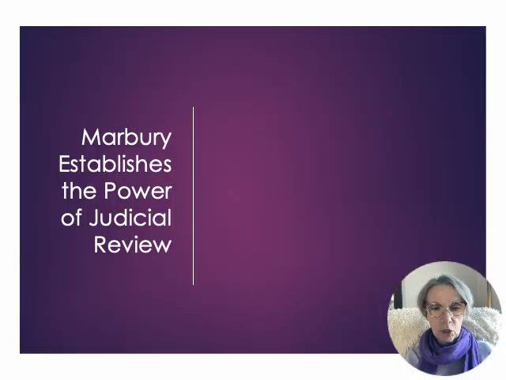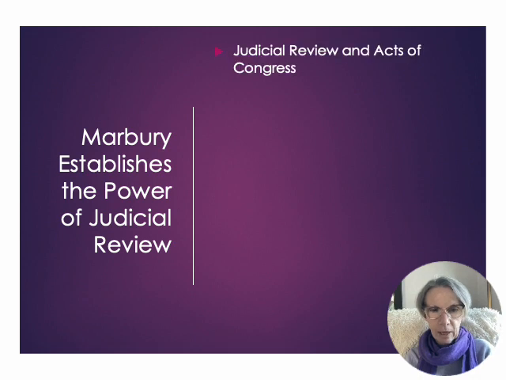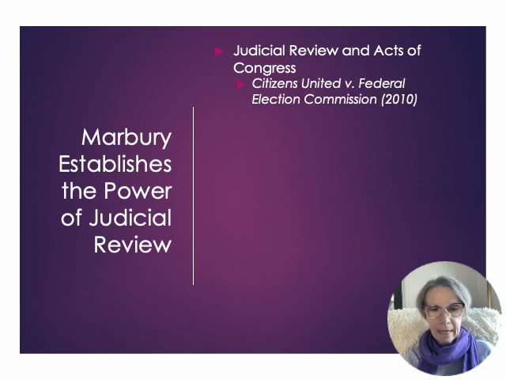Okay, now that we know what judicial review is, let's see how judicial review is used in action. One of the ways that judicial review is exercised by the court is when it comes to acts of Congress. If somebody thinks a federal law, an act of Congress, is unconstitutional, they will ask the court to review that law. And if the court agrees to hear it, then they will review that law. A good example of that is the case Citizens United versus the Federal Election Commission.